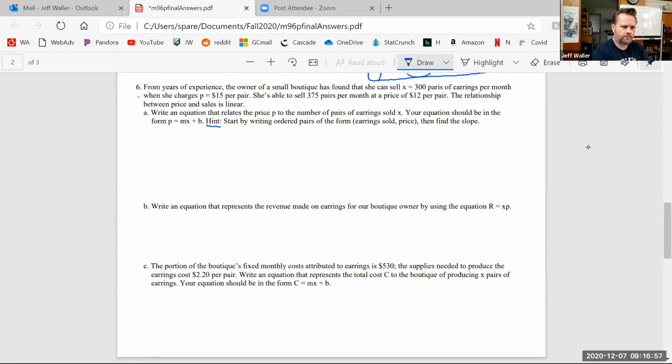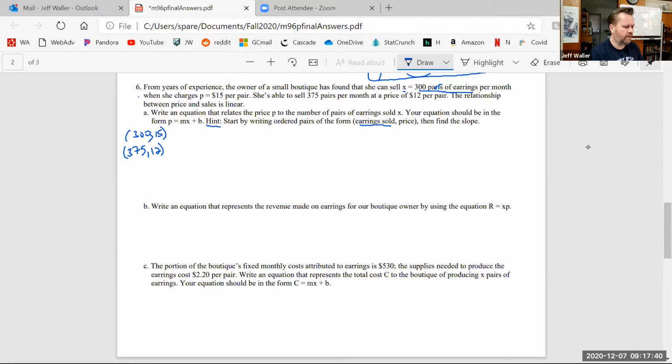What are the 2 points that I'm working with, the 2 points of information? Anybody? Pairs of earrings and the price per pair. So what are the 2 points specifically? 300, because it's earrings sold first. That's the X piece. That's 300 pairs of earrings, right? Comma 15. And what's the other point? 375, comma $12. There you go.